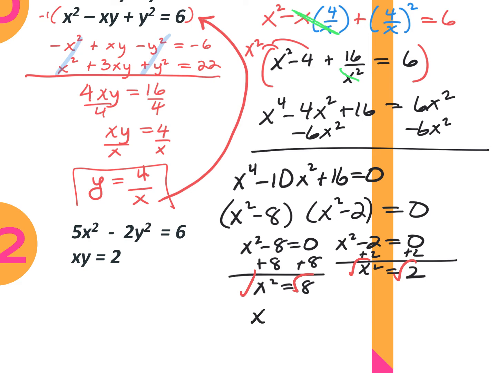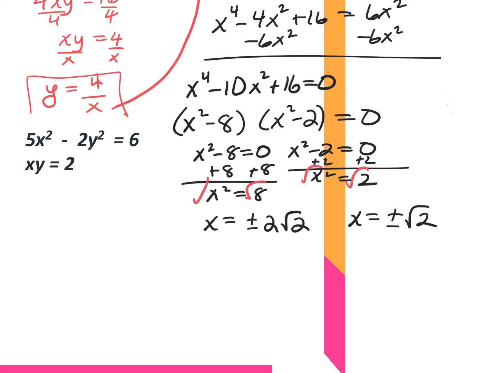So x is equal to, and I need to break down the square root of 8. It'll become 2 root 2. So plus or minus 2 square root 2. And then this one is just plus or minus the square root of 2. Now I need to find all the y's that are associated with these 4 x's. I'm going to plug it in to just the y equals 4 over x. It's going to be a lot simpler. And I'm going to do that on both.